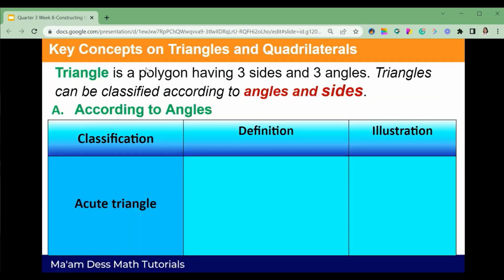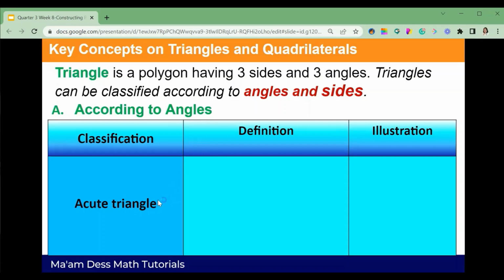Let's start from the key concepts on triangles and quadrilaterals. First, triangle. A triangle is a polygon having 3 sides and 3 angles. Triangles can be classified according to angles and sides. For the first one, classification A, according to angles.